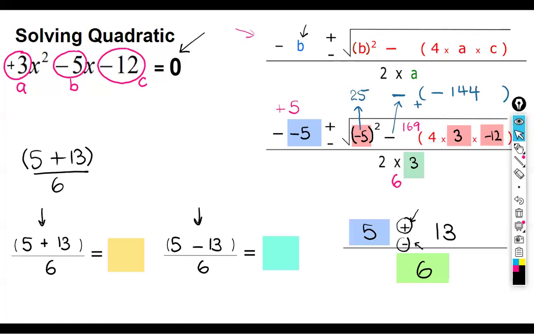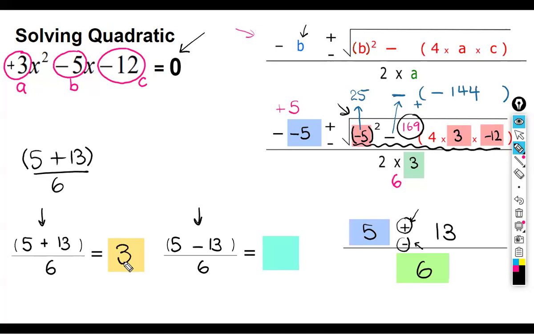Remember the square root of 169. When we worked out this part here, we got 169. I showed you all here, 25 plus this is 169. But it didn't have a big square root sign here. So when we get the 169, we square root it. The square root of 169 is 13. 5 plus 13 divided by 6.